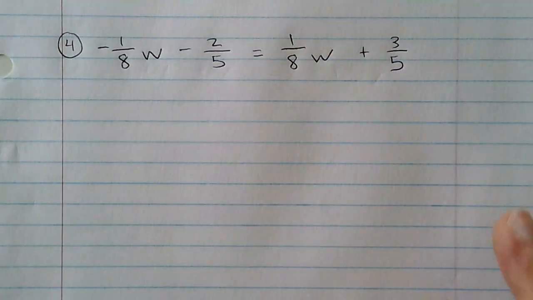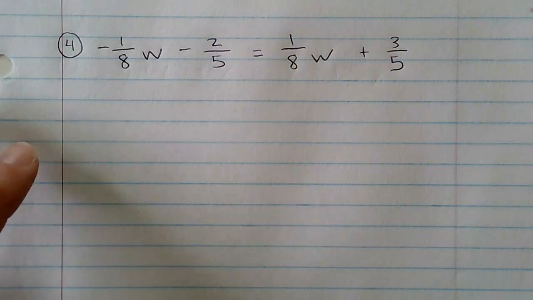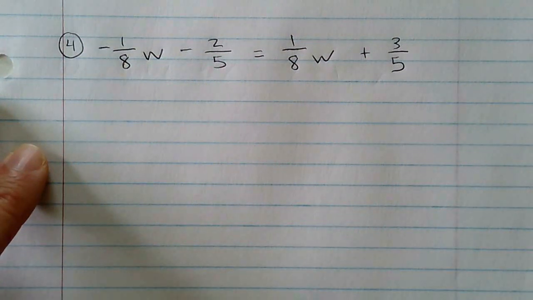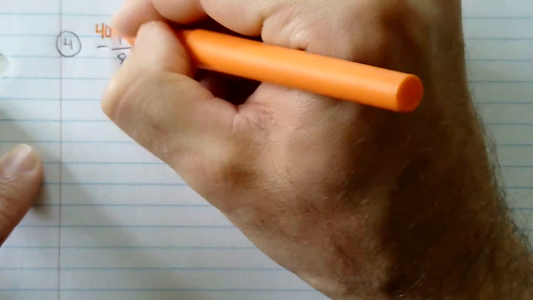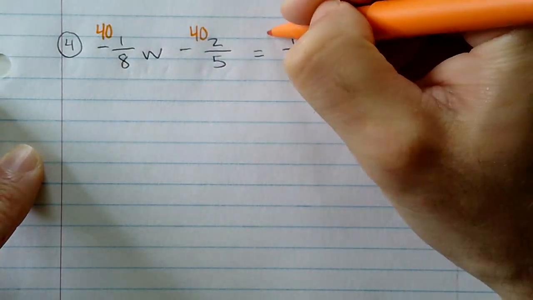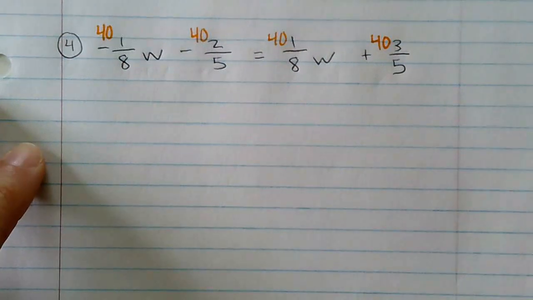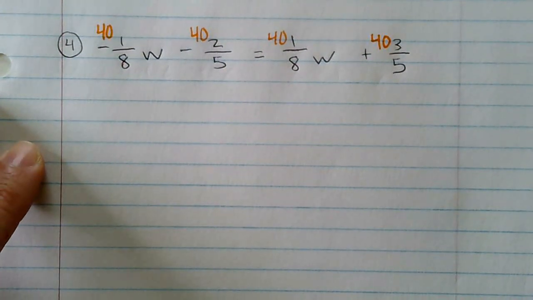All right, let's look at 4. Same idea. We're going to look for the common denominator, the least common denominator for 8, 5, 8, and 5. All right, a little easier there. It's going to be 40. So I'm going to multiply each term by 40. So I'm skipping showing that distributive property step.